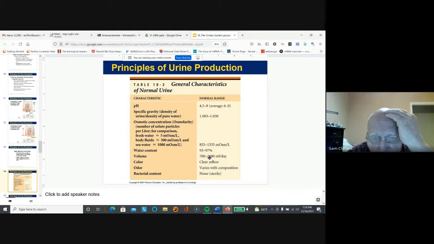So fresh water has a concentration of 5 milliosmoles, body fluid is 300. So the concentration as measured by the osmotic pressure, remember osmosis is the movement of substances through a semi-permeable membrane, which helps control how much water moves from the tubules back to the blood, or just the opposite.